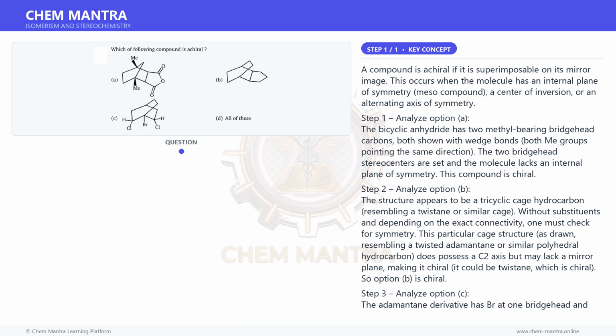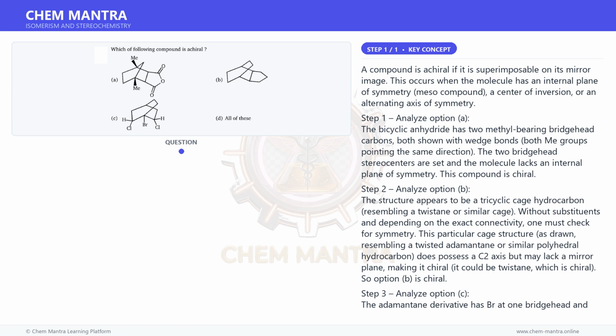Step 2. Analyze option B. The structure appears to be a tricyclic cage hydrocarbon, resembling a twistane or similar cage. Without substituents and depending on the exact connectivity, one must check for symmetry. This particular cage structure, as drawn, resembling a twisted adamantane or similar polyhedral hydrocarbon, thus possesses a C2 axis but may lack a mirror plane, making it chiral. It could be twistane, which is chiral. So option B is chiral.